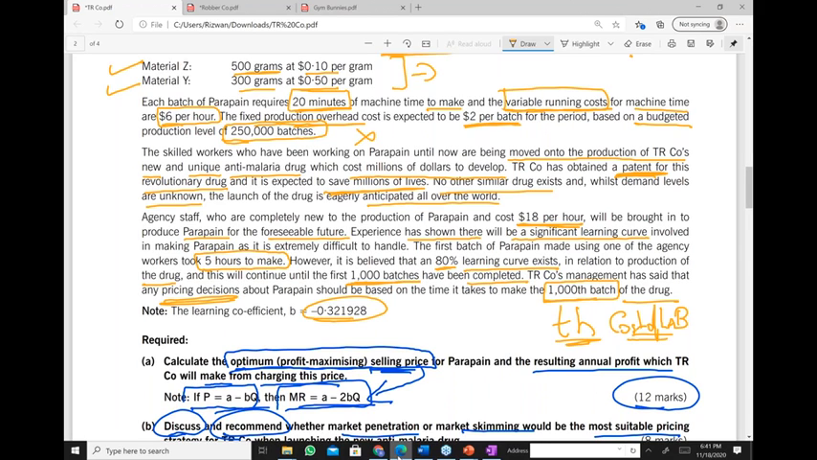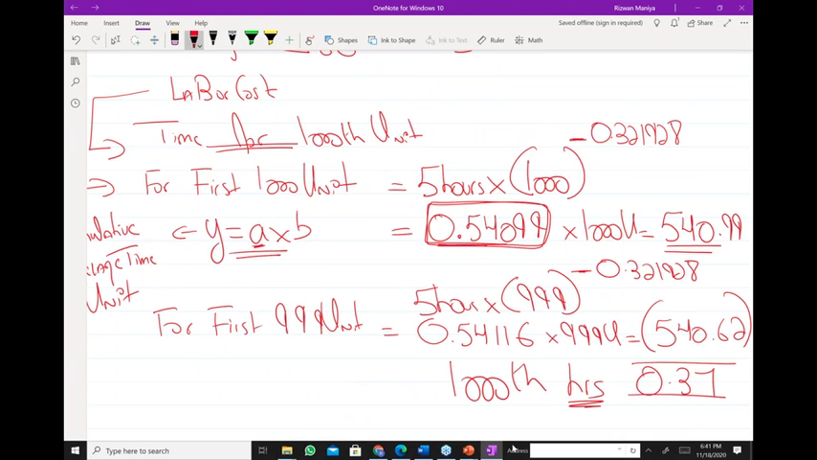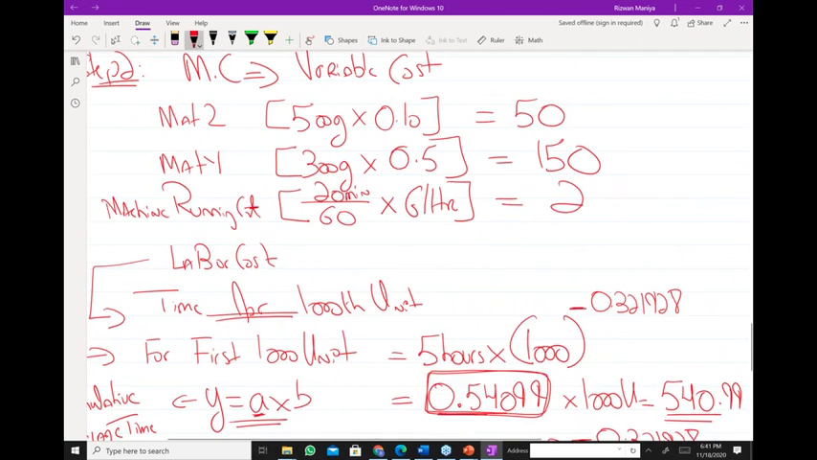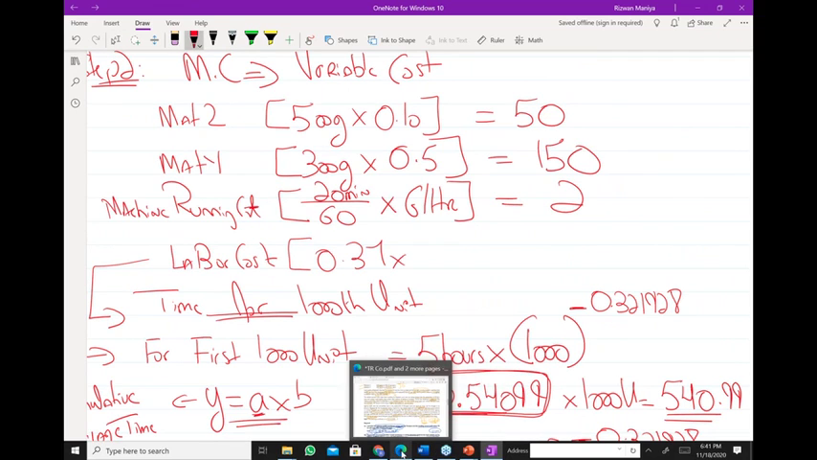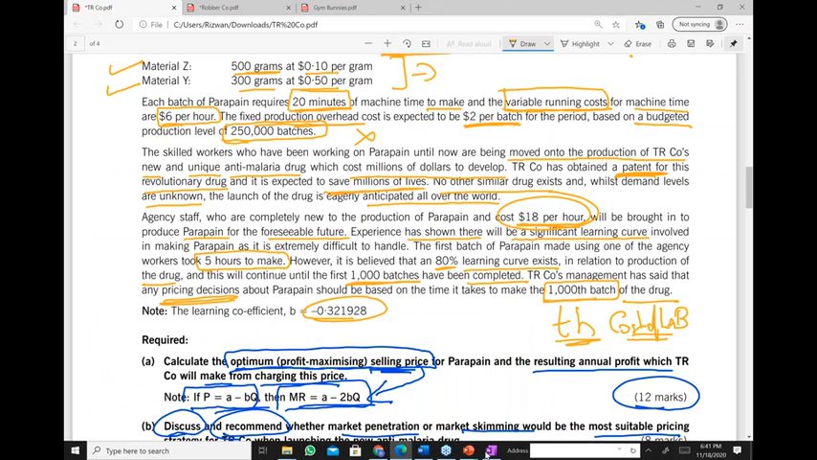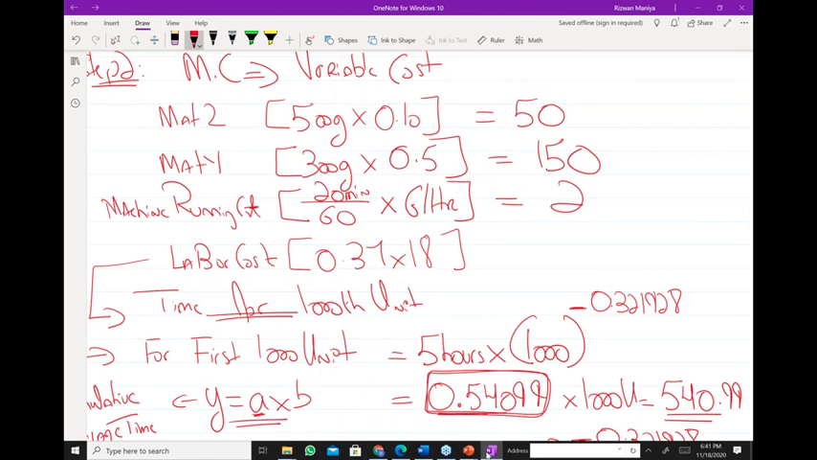Okay. So are we clear about this, everybody? Now we have the time for the 1000th unit. So it's time to work out the labor cost now. So 0.37 multiplied by the rate per hour. What is the rate per hour? It's 18 per hour. And 0.37 multiplied by 18 will give you 6.66. 6.66 is what we are getting here.